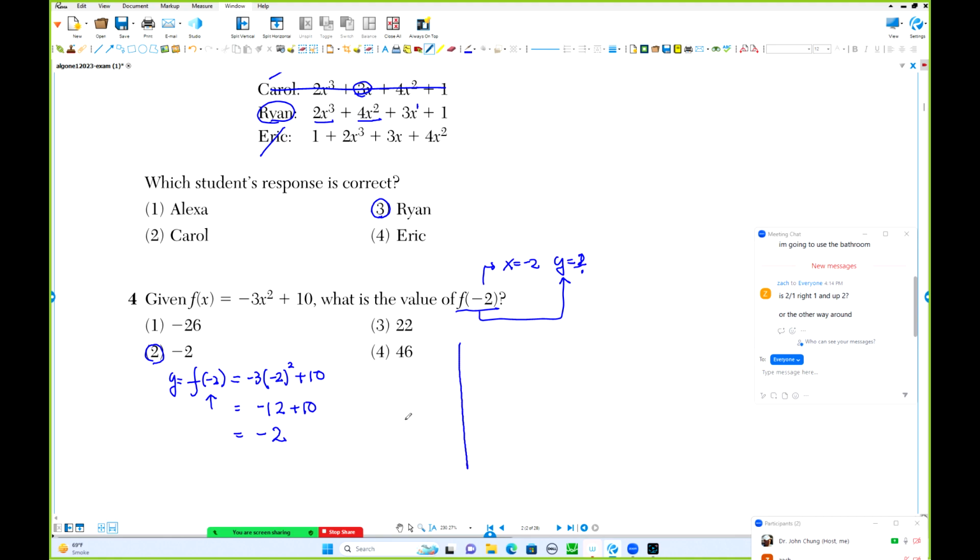So the graph looks like this. Y-intercept is 10, and the graph opens downward. When x is negative 2, where is negative 2? Over here. Y is also negative 2 over here. That's number 4.